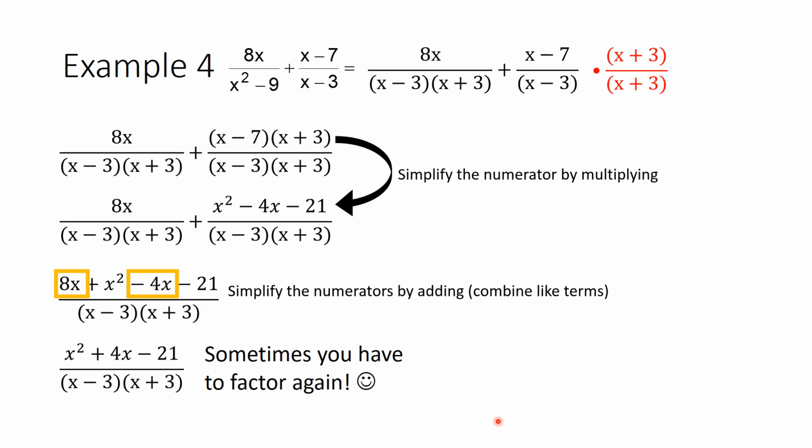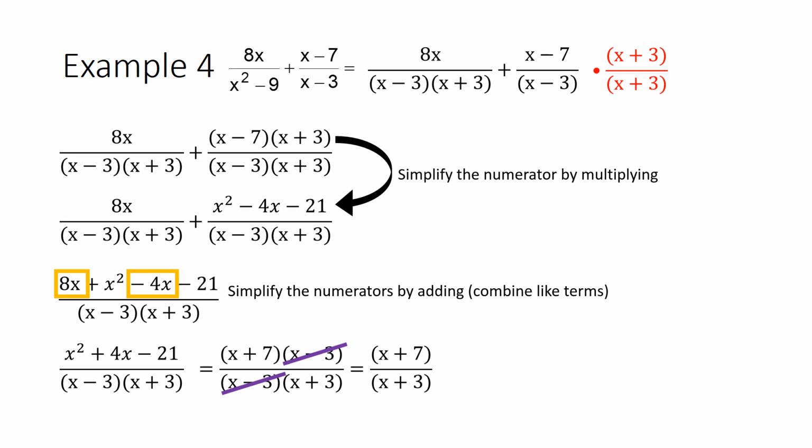But sometimes you have to factor again. So this ends up being x plus 7 times x minus 3. And can we eliminate any common factors from the numerator and the denominator? We sure can. Final answer, x plus 7 over x plus 3.